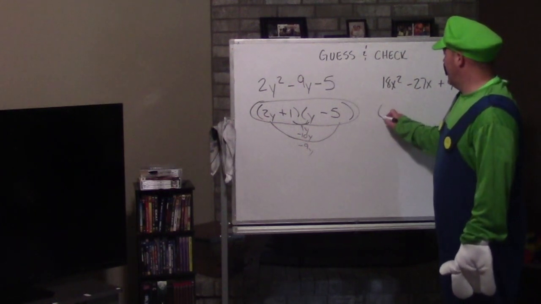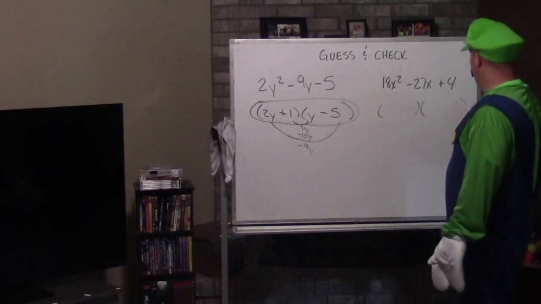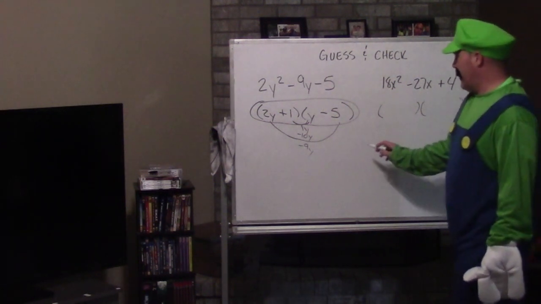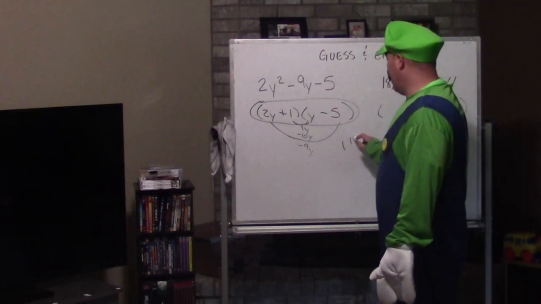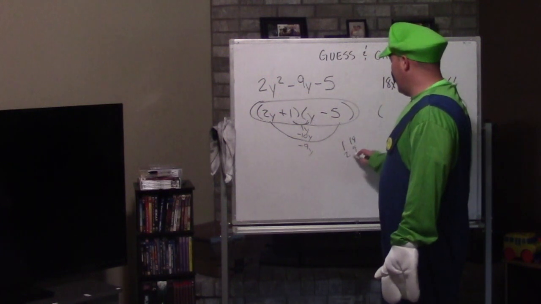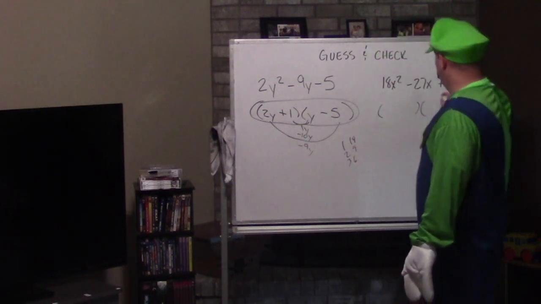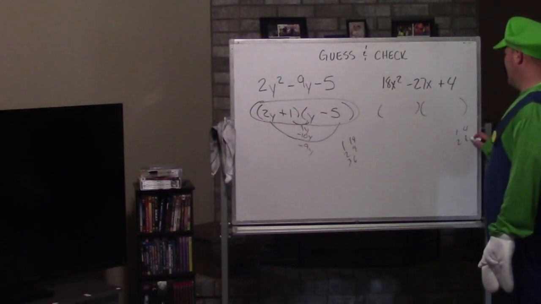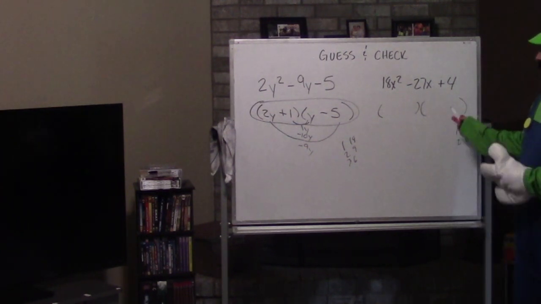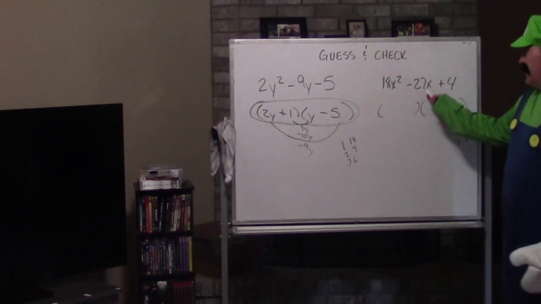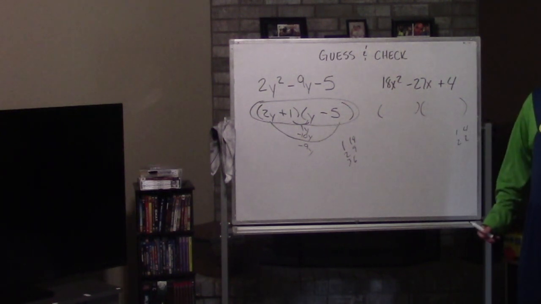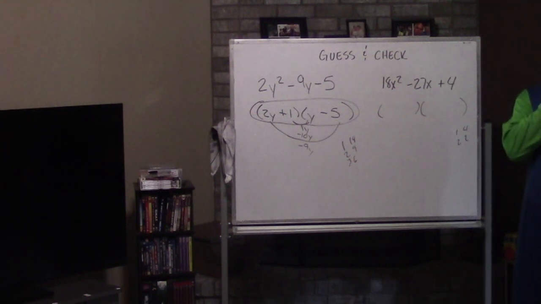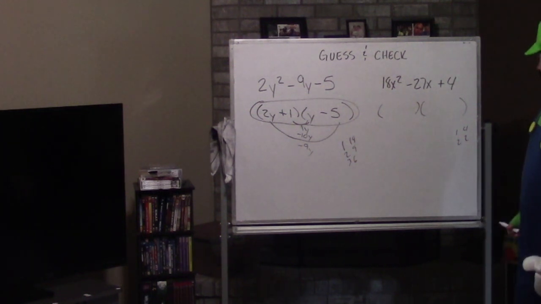This one over here could potentially create a lot of problems because there's lots of factors of 18. I've got 1 and 18, 2 and 9, 3 and 6. And I've got two ways to get a 4. I've got 1 and 4, and I've got 2 and 2. So I've just got to try and come up with something that's going to get me close to negative 27. And I don't really know what that is. I'm just going to have to start guessing.